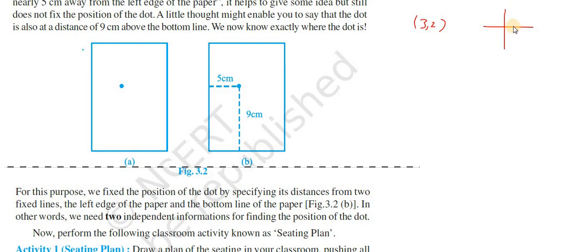Okay, so you have 1, 2, here 3, and here 4. So you have 1, 2, 3, 4. Suppose here 3 comma 2. So 3 is here, 2 is here. 3 comma 2 is this point. Finish. You know how to locate that.